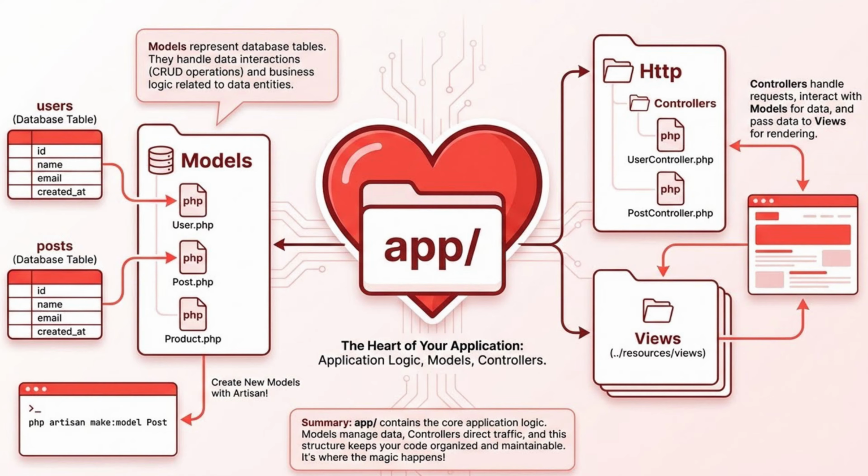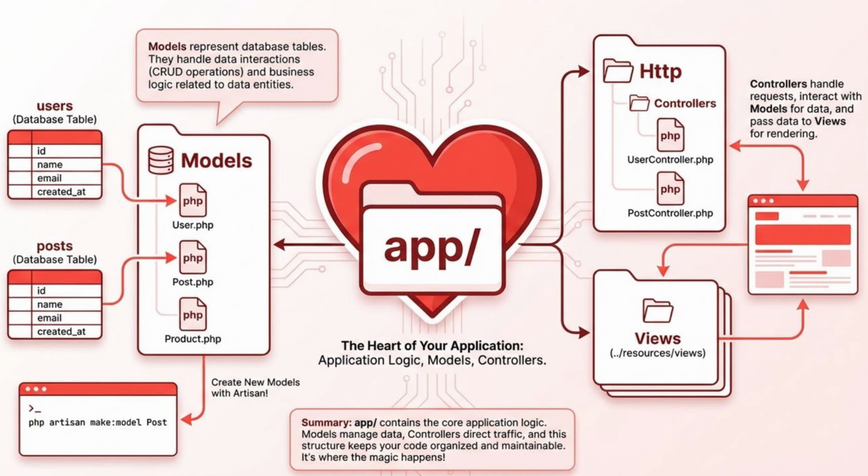On the left side of the diagram, you can see the Models section. Models represent database tables, and each model corresponds to a table inside your database. For example, if you have a users table with columns like ID, name, email, and created at, then Laravel will typically have a User model that interacts with this table. The same goes for other tables like posts or products.